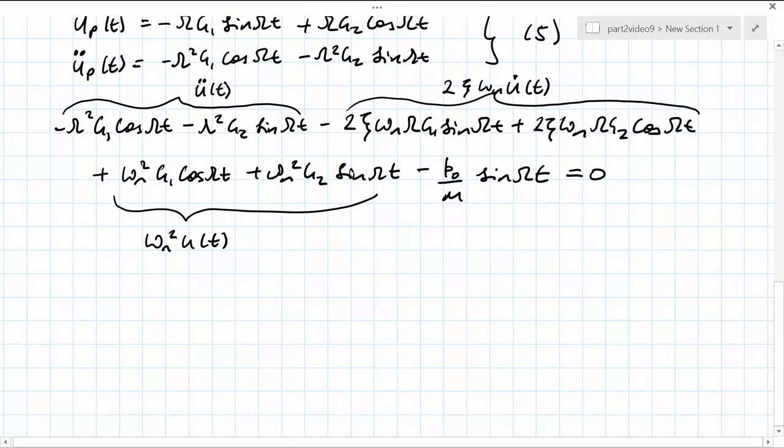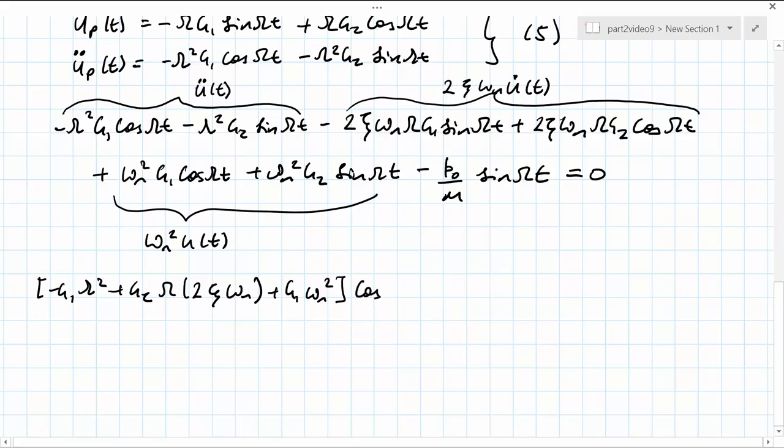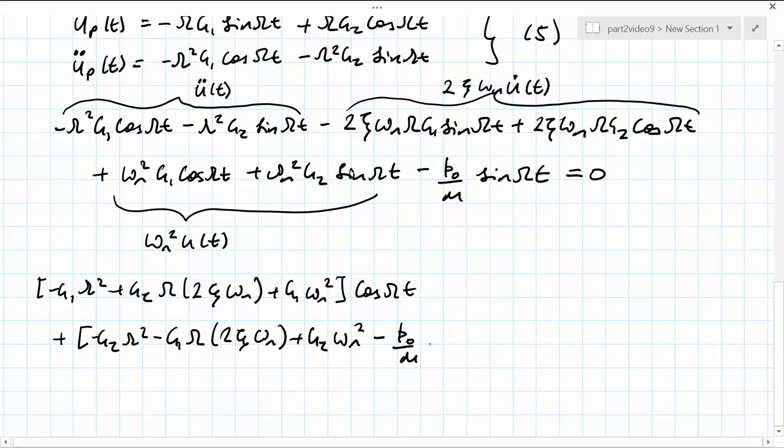If we now collect sine and cosine terms, i.e. factorise, then we have minus G1 omega squared plus G2 omega times 2 times zeta omega n plus G1 omega n squared, all times cosine capital omega t, plus minus G2 omega squared minus G1 capital omega 2 times zeta omega n plus G2 omega n squared minus p naught over m, times sine omega t.